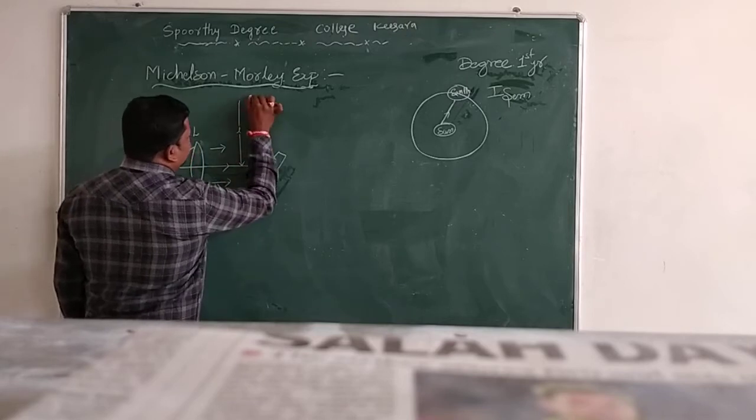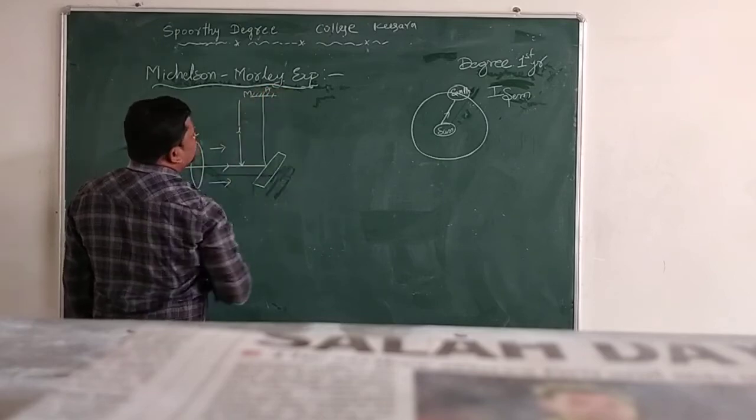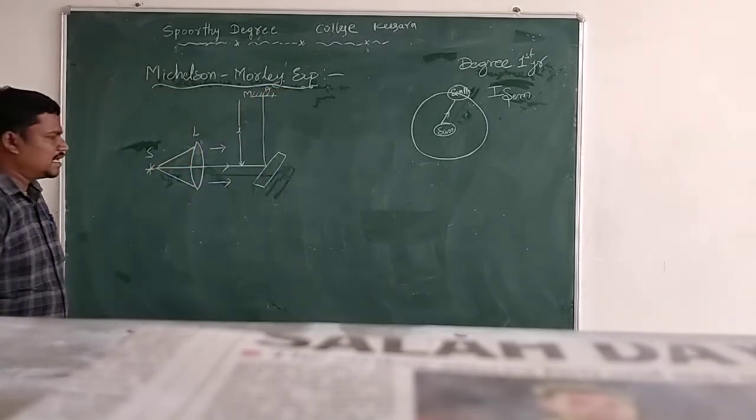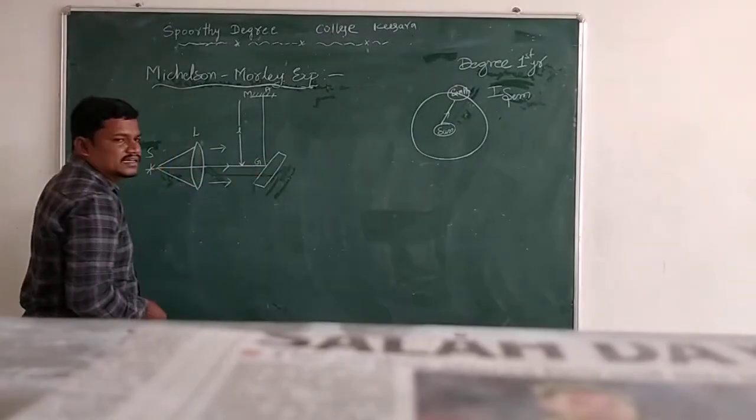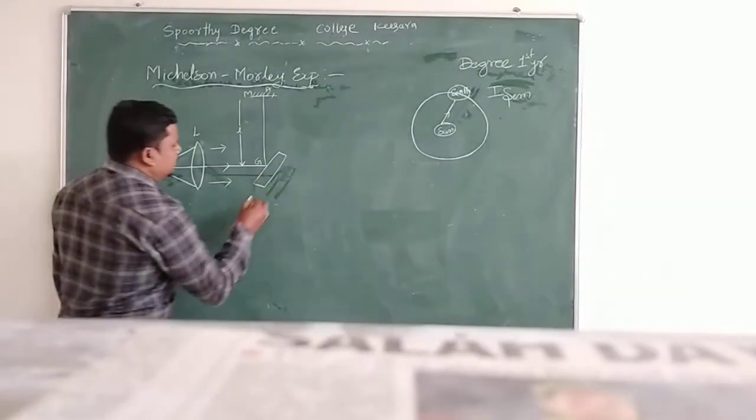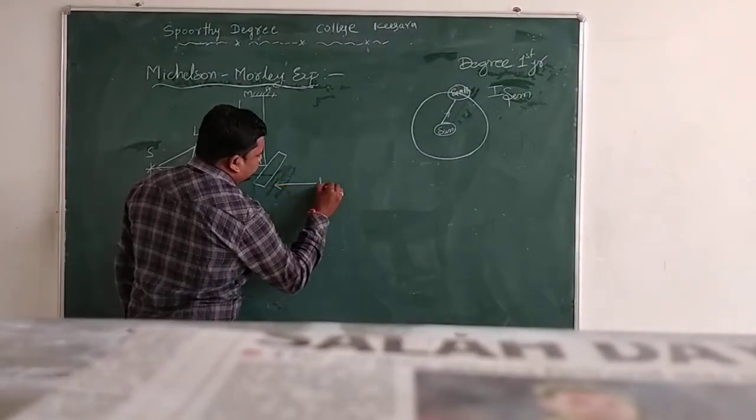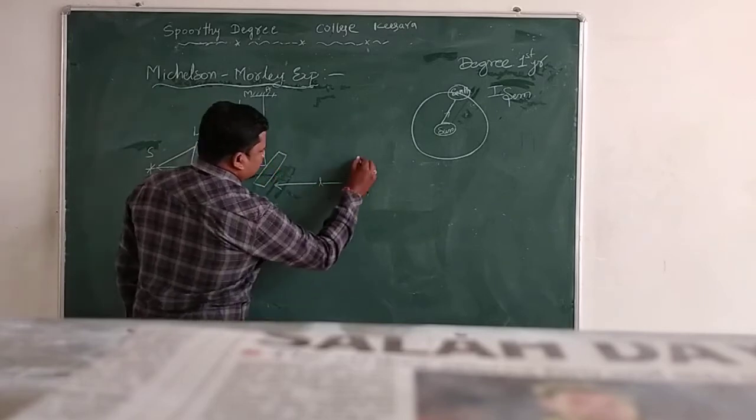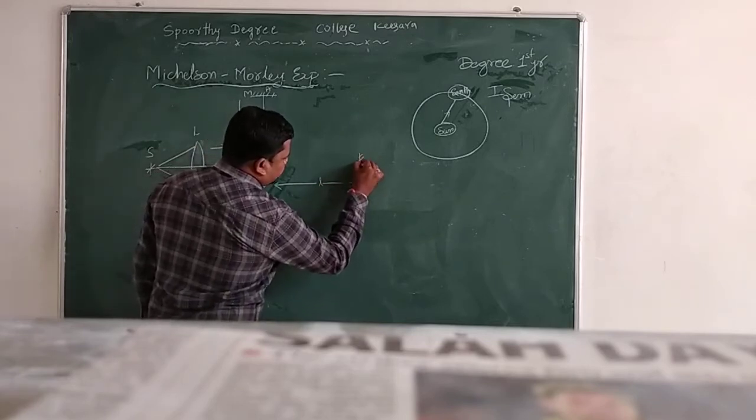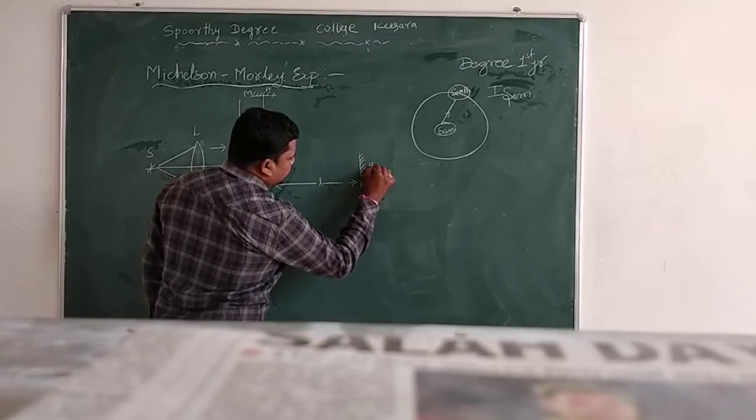The distance between the mirror, that is the position A, this position G, in the same length, that means the same length L, there is another mirror, that is M2, that is B.